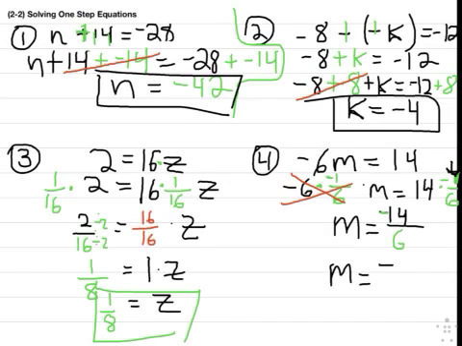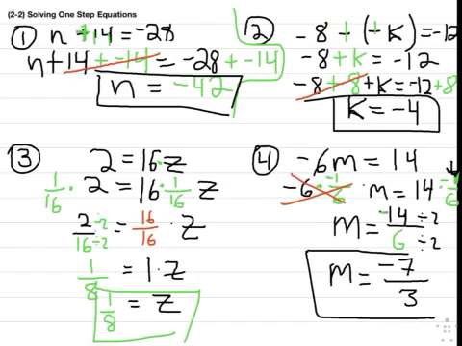So m equals, still negative here, let's divide by 2. Negative 7 over 3. And guys, please leave it as an improper fraction. That's what you're going to work with mostly moving forward. So there you have it. That's one-step equations. Hopefully that was helpful.